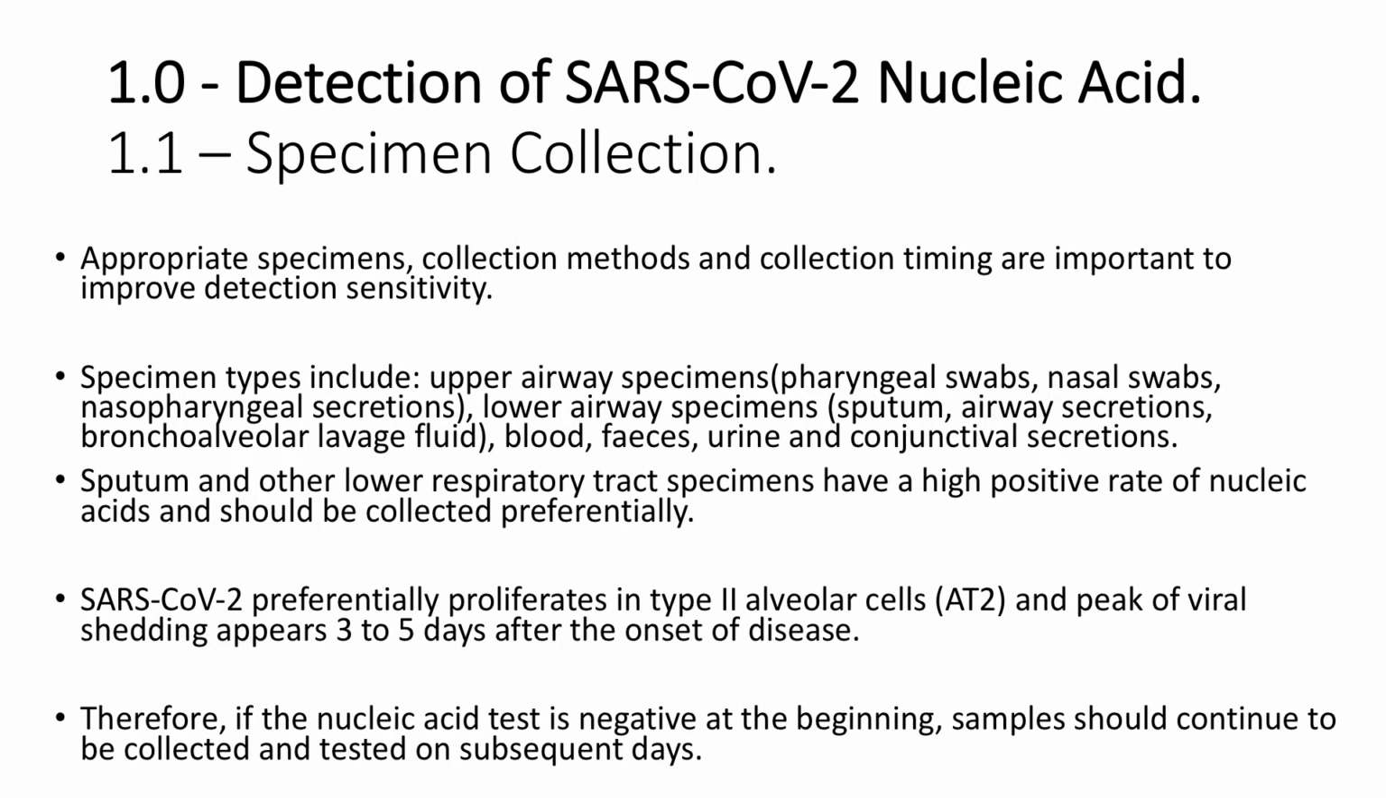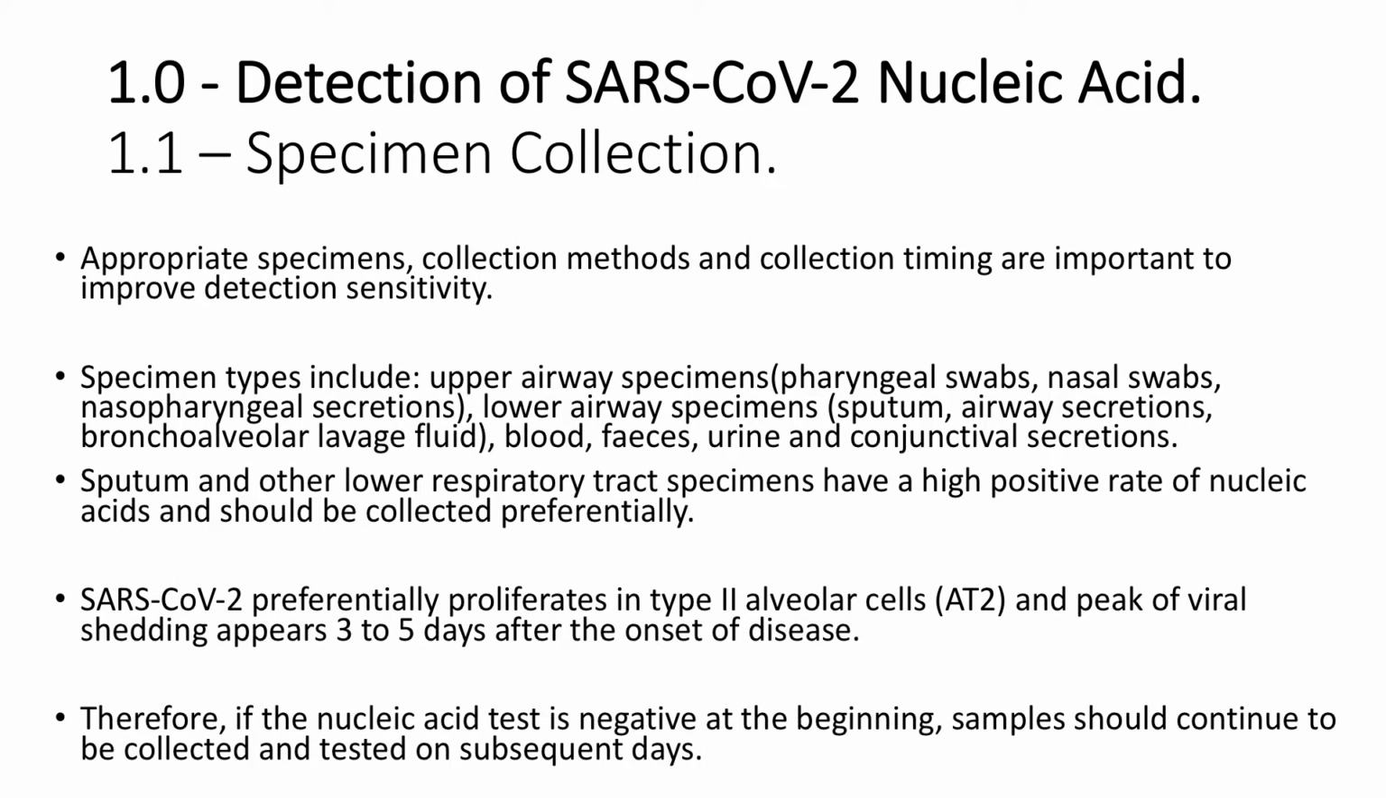1.0 detection of SARS-CoV-2 nucleic acid, 1.1 specimen collection. Appropriate specimens, collection methods and collection timing are important to improve detection sensitivity. Specimen types include upper airway specimens, i.e. pharyngeal swabs, nasal swabs, nasopharyngeal secretions, lower airway specimens, i.e. sputum, airway secretions, bronchoalveolar lavage fluid, and other things like blood, feces, urine, and conjunctival secretions.